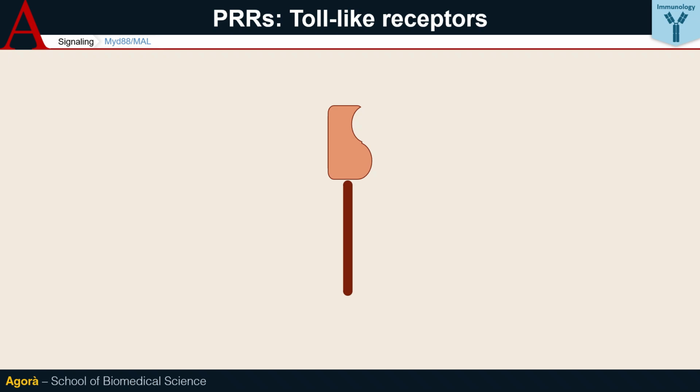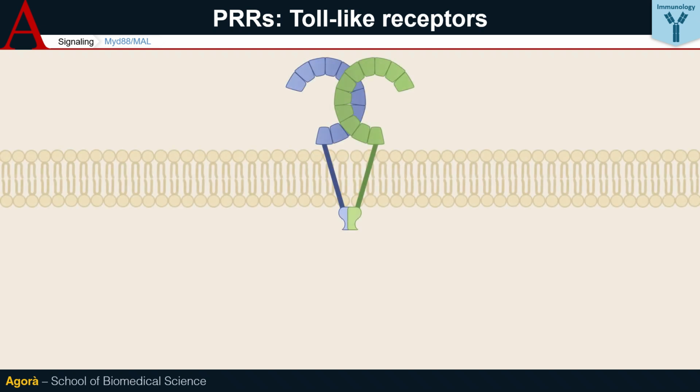MyD88 is a protein comprising 2 domains. A TIR domain capable of interacting with a corresponding domain on the cytoplasmic tail of TLRs, and a death domain, DD. The initiation of signaling through MyD88 and MAL hinges on MAL, which recruits cytosolic MyD88, enabling interaction with the activated TIR domains of TLRs.